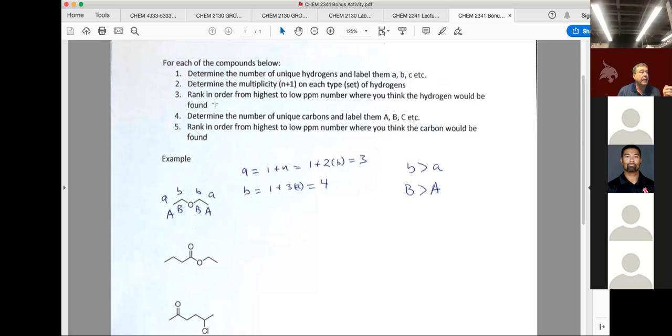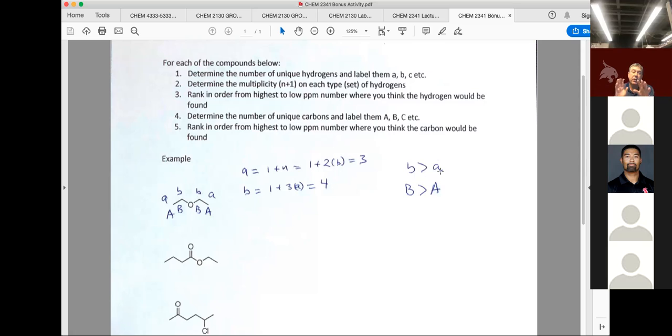Then the last thing I say is, rank in order from highest to lowest ppm number where you think the hydrogens would be found. So in the shift here, what's going to be higher up? Things that are alkenes, things that are next to carbonyls, things that are next to halogens are going to be higher numbers, further downfield. Things that are most like methane are going to be further upfield, closer to 0. So in this case here, because the B hydrogens are next to this oxygen, we feel those are going to be higher than the A hydrogens. So you just rank them in relative order.